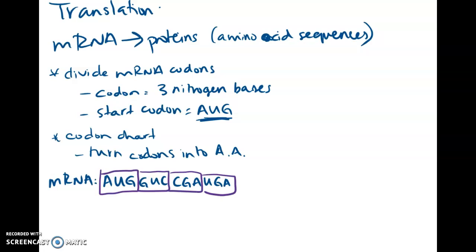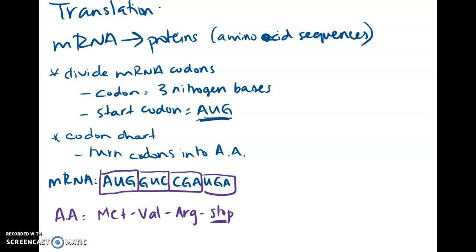Alright, then the next step is to use that codon chart, and that's going to give you your amino acid sequence. If you use the codon chart, you find out that AUG stands for MET, GUC is going to be valine, which is VAL, CGA is going to be arginine, which is ARG, and then UGA is going to be the stop codon. You're going to keep translating your mRNA until you reach one of these stop codons. And you write stop, and then you're finished.